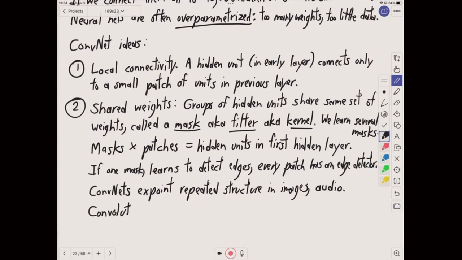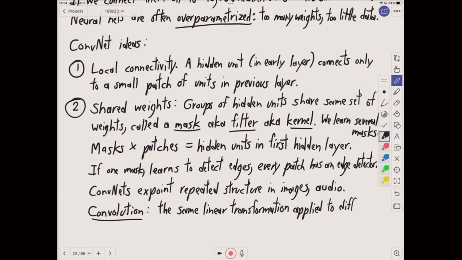Now the word convolution, as we use it here, essentially means that we take a certain linear transformation and we apply that same linear transformation to many different patches in our image by shifting the patches around or by shifting the mask around. So that's what shared weights are about.